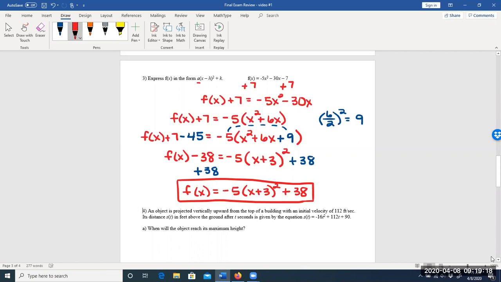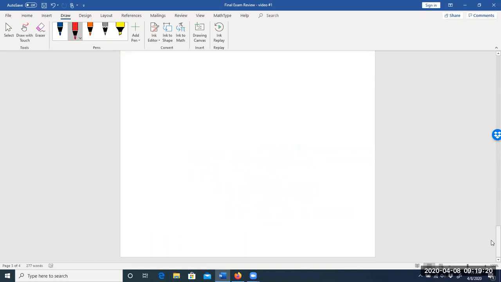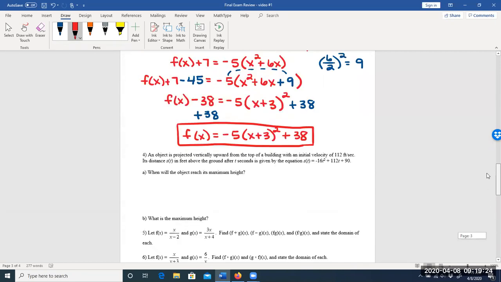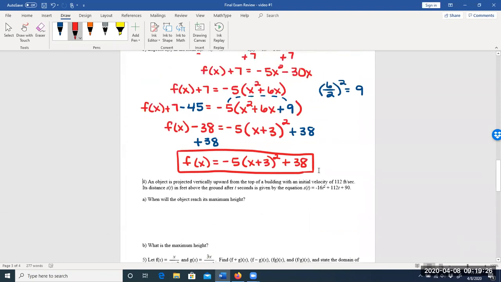Now, if you had time, you could check your answer. If you expand x plus 3 squared and then distribute a negative 5 and then add 38, you would be back to the original equation. All right, let's take a look at this next one here.